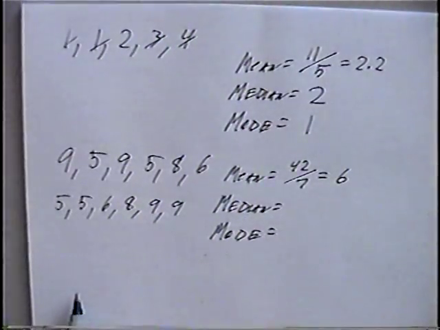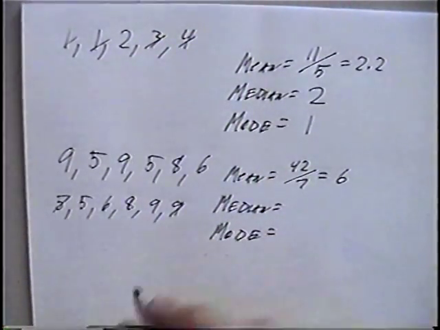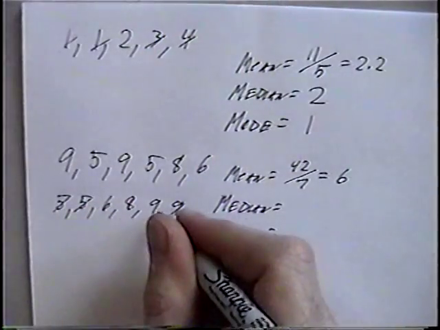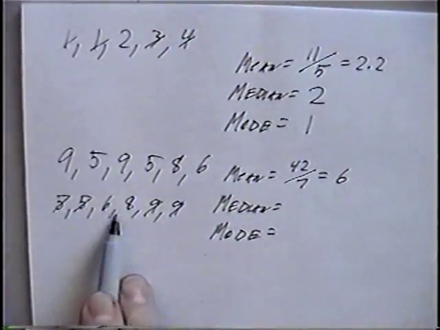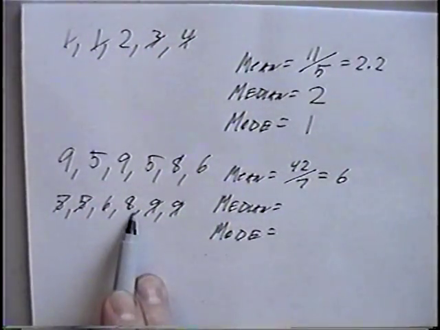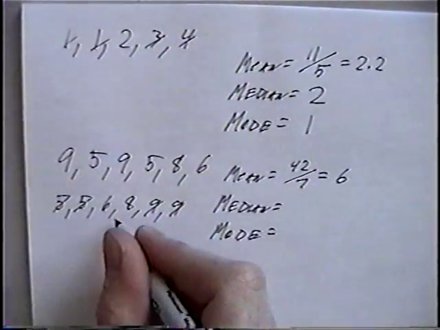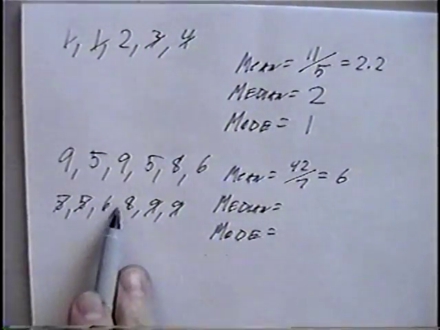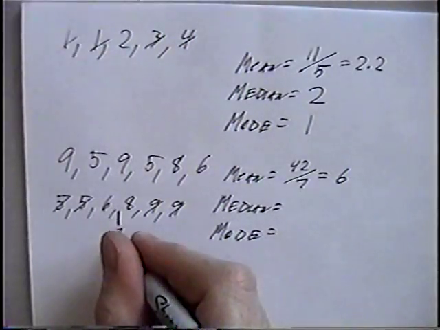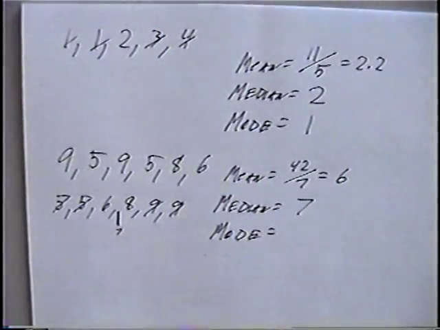The median again, what you want to do is cross off one number on the left and one number on the right each time. In this case we're left with 2 middle numbers, 6 and 8. When you have 2 numbers in the middle, your median is actually the number halfway between 6 and 8. In this case it would be 7. So our median would be 7.